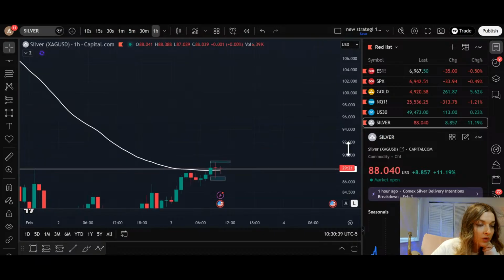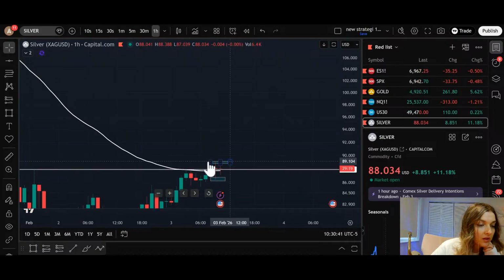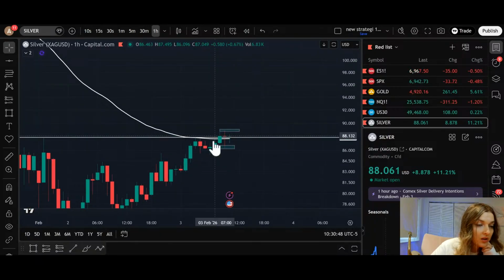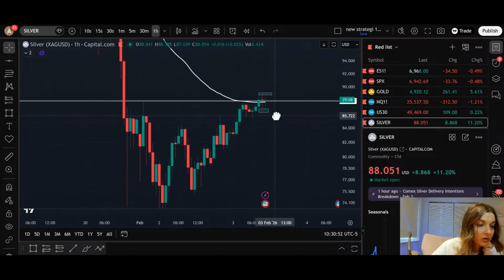So yeah, wait for it to break this area here. Maybe a full candle above the EMA or a nice retest on an EMA here. Go for a short.